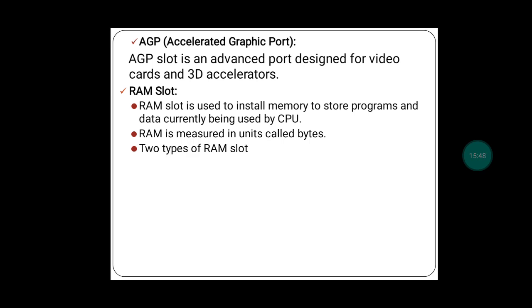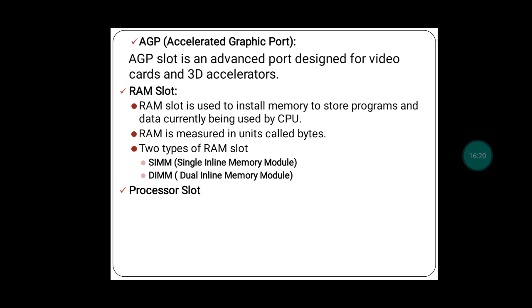There are two types of RAM slots. The first is the single inline memory module and the second is the dual inline memory module. A question can be asked, what is a RAM slot, or which are the types of RAM slots. The types of RAM slots are SIMM, that is single inline memory module, and DIMM, that is dual inline memory module.